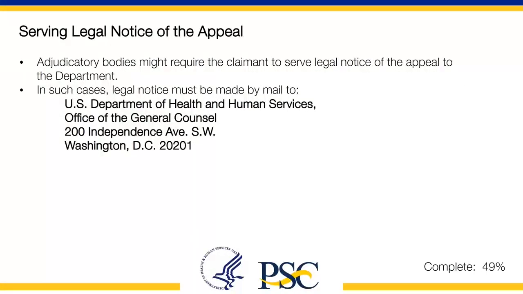Adjudicatory bodies might require the claimant to serve legal notice of the appeal to the department. In such cases, legal notice must be made by mail to U.S. Department of Health and Human Services, Office of the General Counsel, 200 Independence Avenue Southwest, Washington, D.C. 20201.